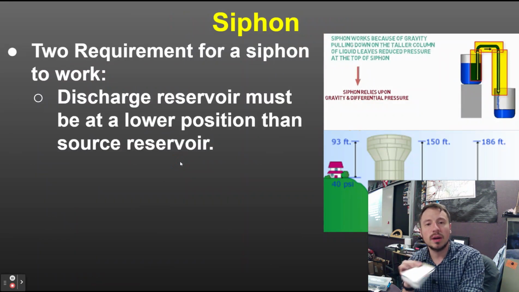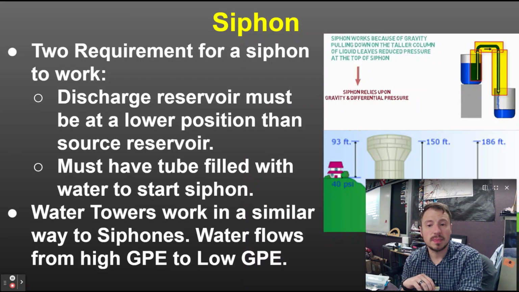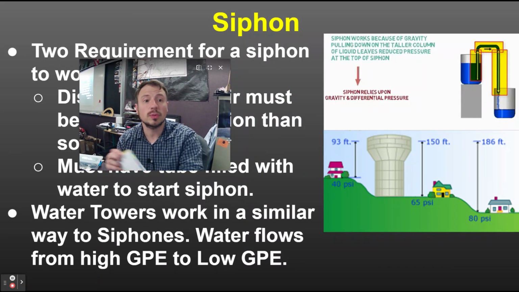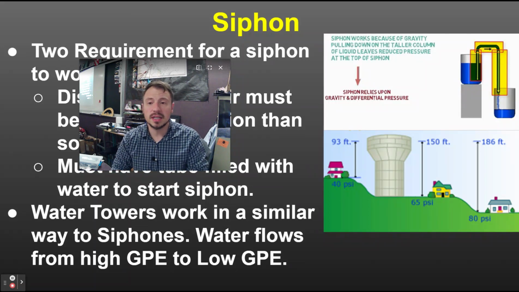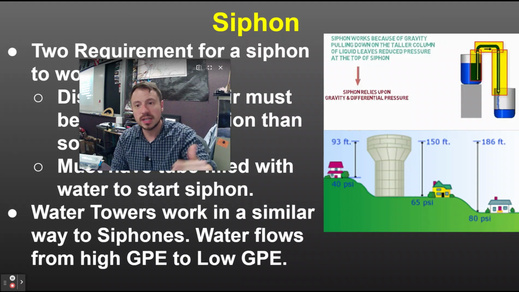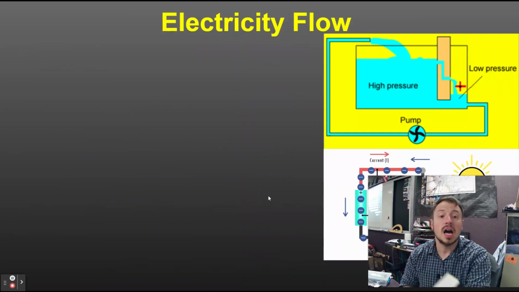So let's take a look at a siphon. There are 2 requirements for a siphon to work. The discharge reservoir must be at a lower position than the source reservoir and the tube must be filled with water to start a siphon. Water towers work in a similar way to siphons. Water flows from high gravitational potential energy to low potential energy. So when you turn on your faucet, you're providing a pathway for that higher potential water to flow down to the faucet. And that's how a siphon works.